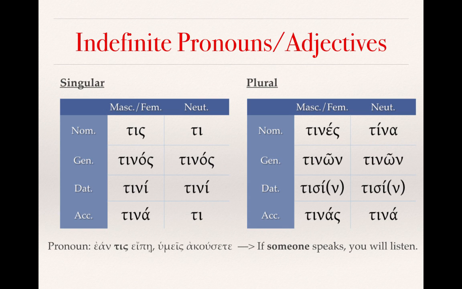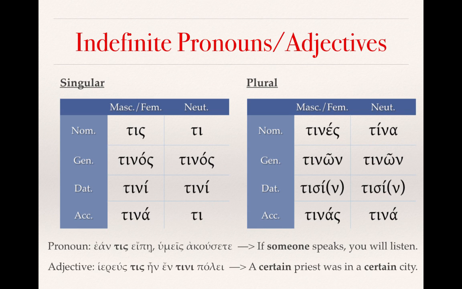So we're going to use not an interrogative, but the indefinite. And here the pronoun is standing in for some other noun. Ean tis eipē, if someone speaks. And here is an example of the adjective. Hiereus tis ēn en tini polei. Again, this is not a question. There's no interrogative usage, but it's an adjective.